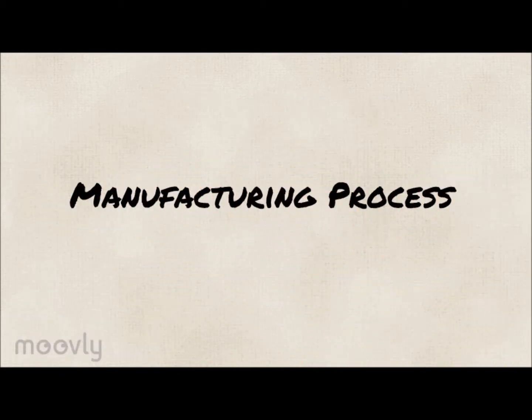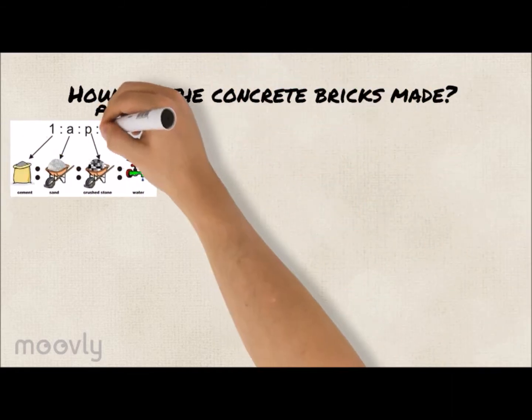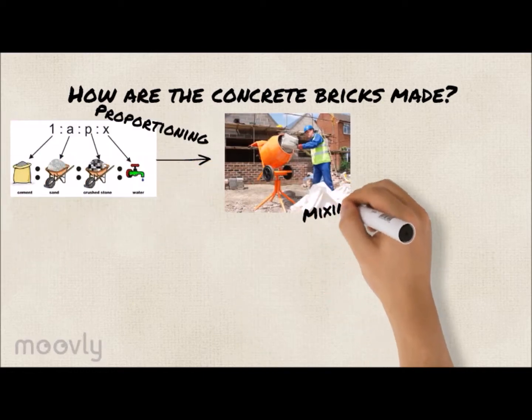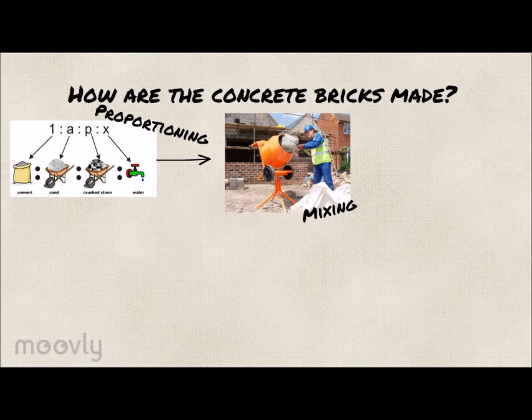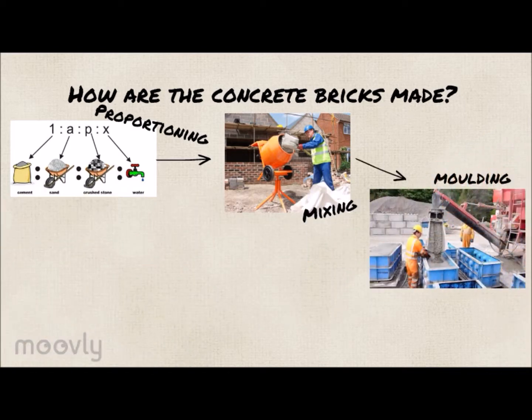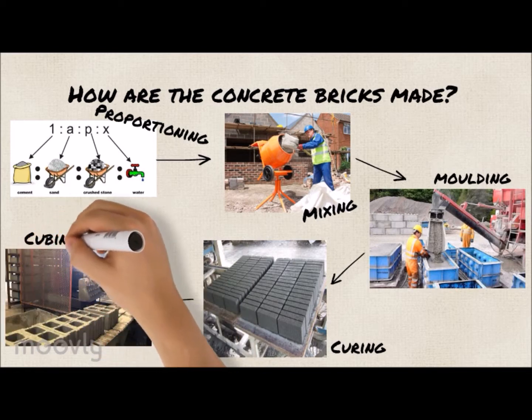Manufacturing process: how are the concrete bricks made? First step will be the proportioning of the cement, sand, crushed stone and water. Next will be the mixing stage, which mixes all of the ingredients together. After mixing, they are poured into specific molds, followed by the curing process, which protects the brick from sun and rain. And the last stage will be the cubing process.